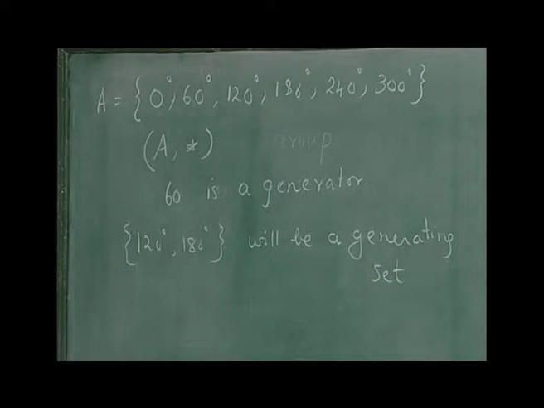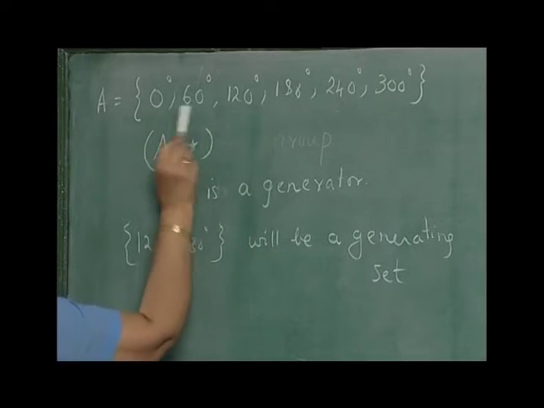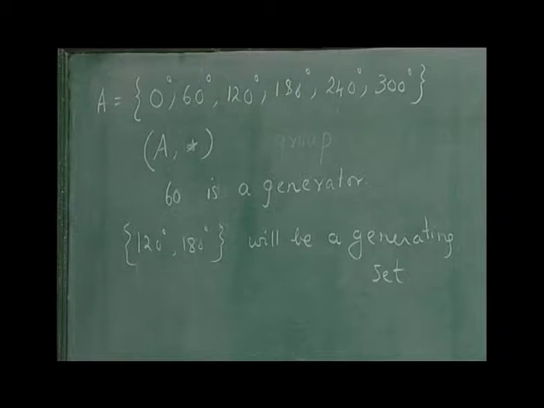120 alone is not a generator, because with 120 you can have 240 and 0. You will not be able to get 60, 180, 300. So this is a generator for this group, and this combined set is a generating set for the group A star.